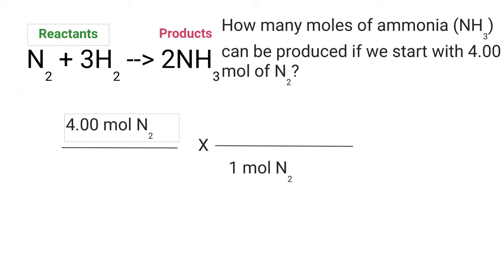The next thing we do is put what we want in the top right corner. So we're going to place that into the top right. In the equation, we have 2 moles of ammonia, as shown right here, and we need to put that in here. So we're going to put 2 moles NH3 and type that in. Now we've got our setup.